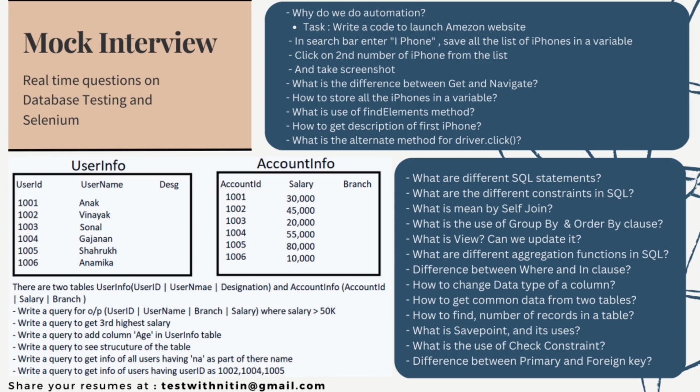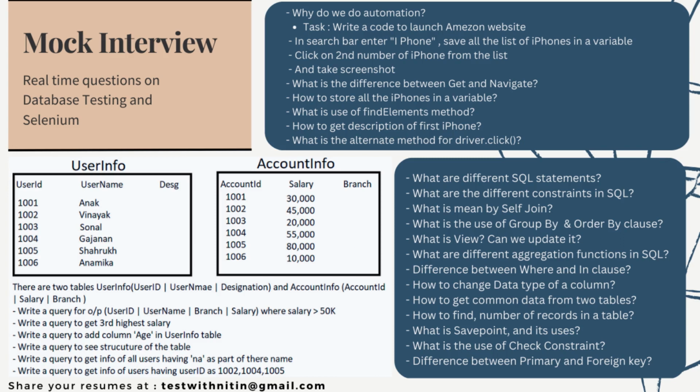The column name is age. How can we do that? We use the alter command for that. Give ALTER TABLE user info, ADD COLUMN, the column name age, and its data type integer.